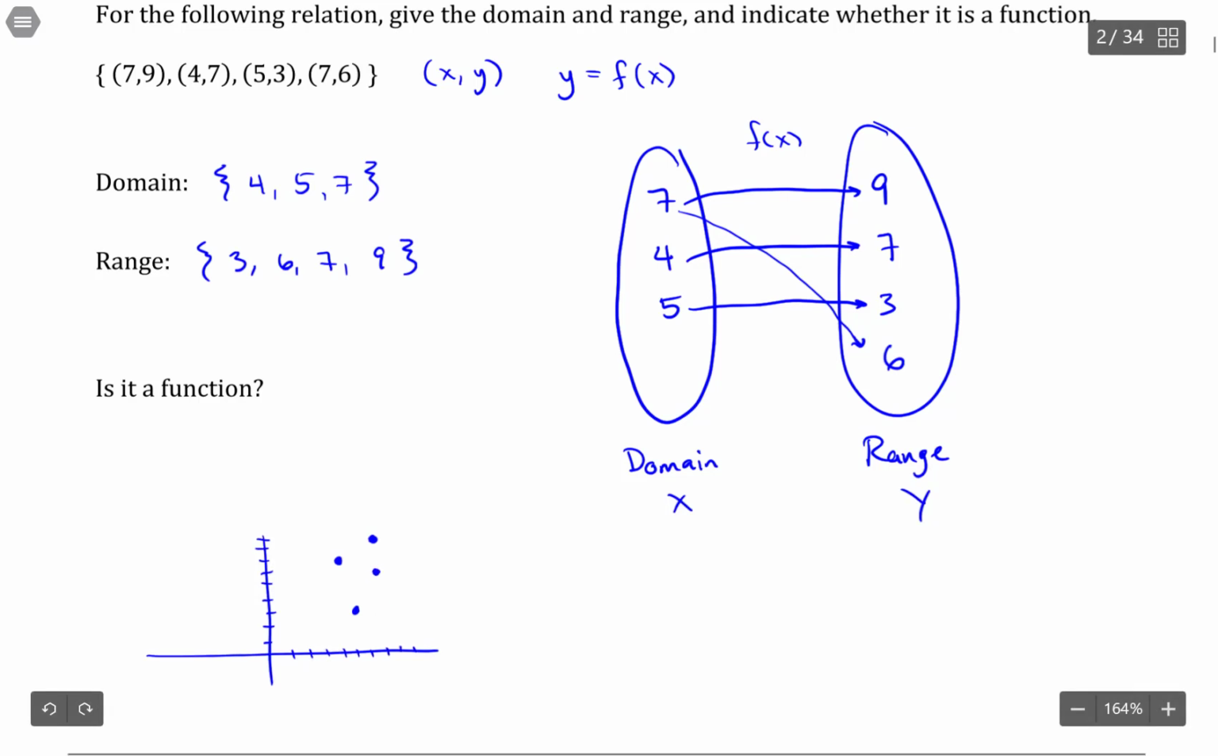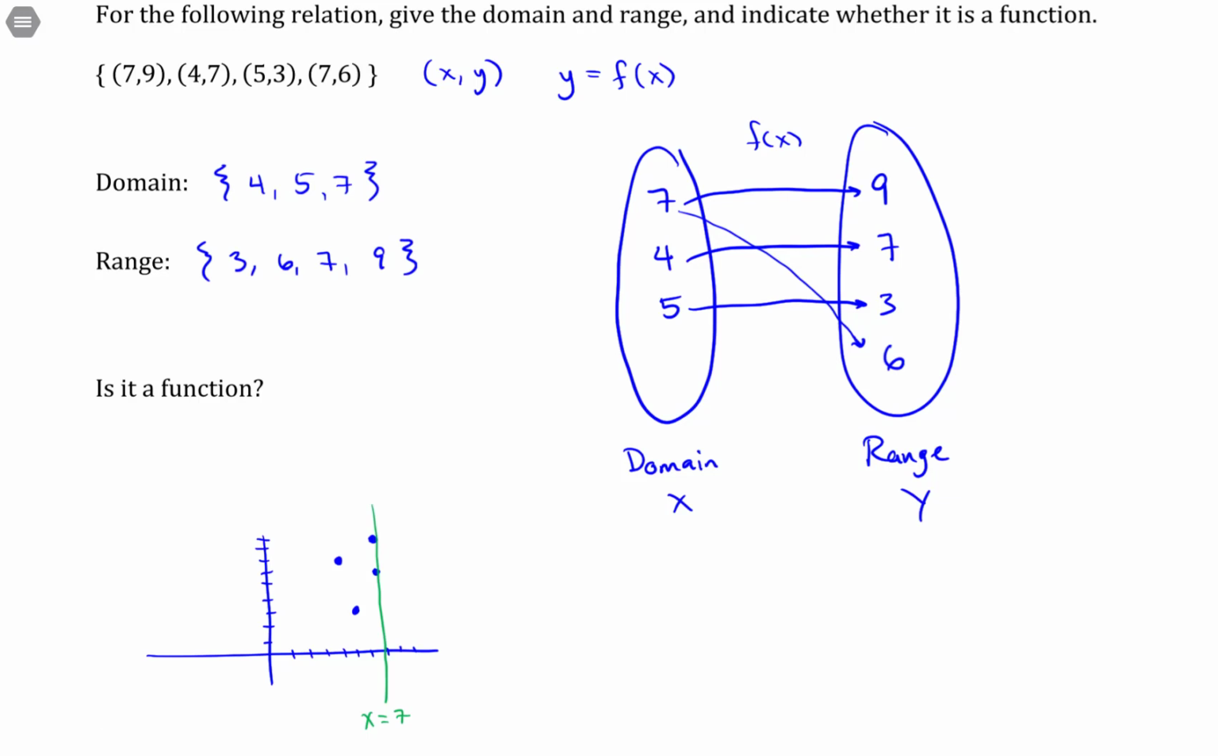Anyway, the idea is if I drew a vertical line at x equals 7, I now touch two different points. So that means it's not a function. Anytime you have a single domain value that maps to two different values in the range, that fails the vertical line test, and therefore it is not a function.